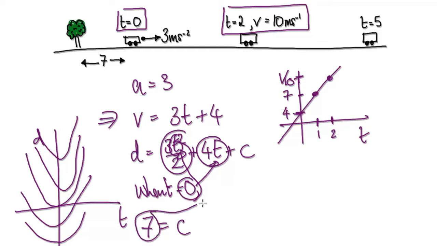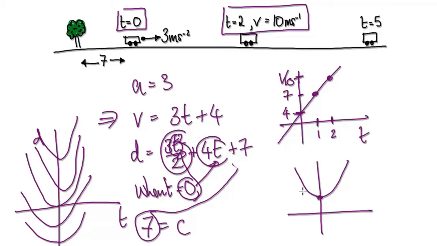So we can put the 7 into this equation here. So our equation is this: erase the c and then put in a 7. So what that means is our intercept is 7 here. We should be looking at this quadratic here where the intercept is 7. So this is our distance formula. It will be 3t squared over 2 plus 4t plus 7.